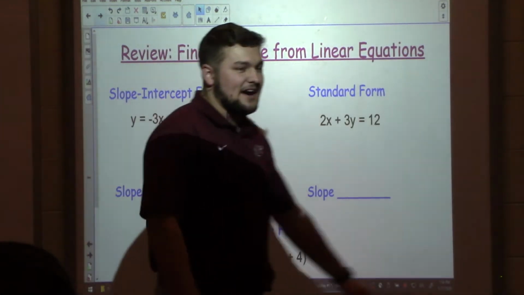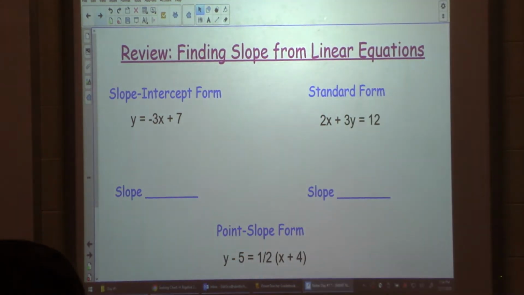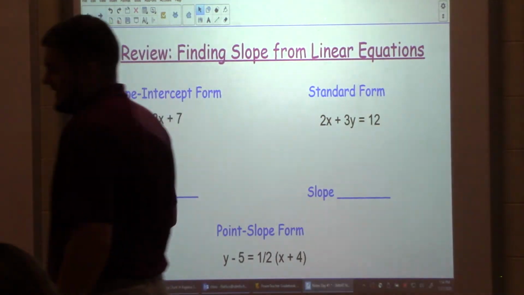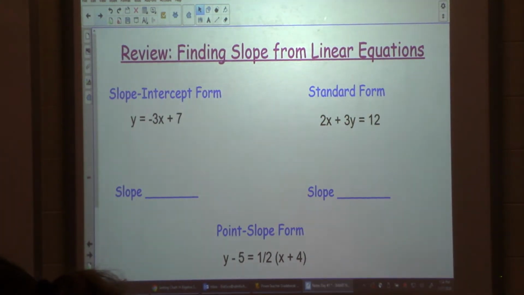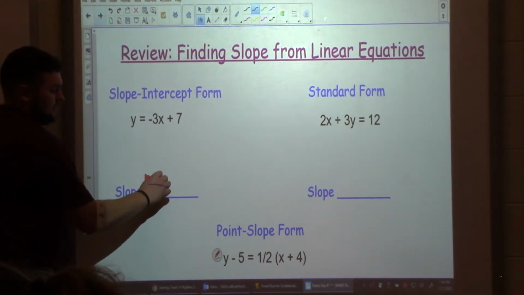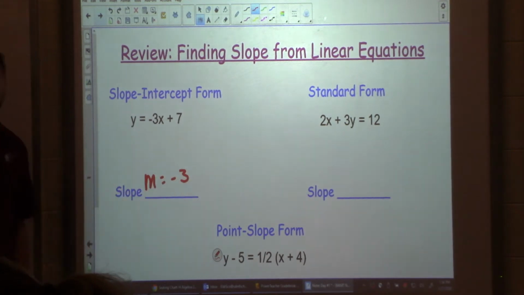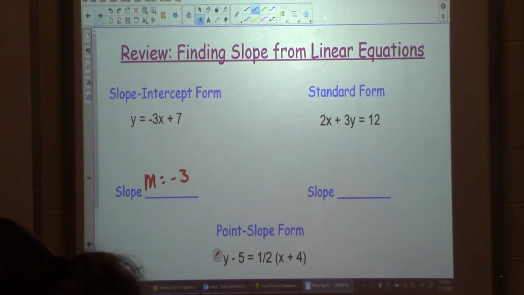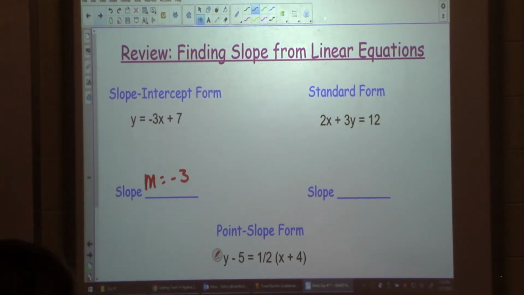Alright, so finding slope from those linear equations. First one, slope intercept, y equals mx plus b. We have y equals negative 3x plus 7. What's my slope going to be in that case? Negative 3, right? Y equals mx plus b. So my slope here is negative 3, or negative 3 over 1 would work as well. Negative 3x, however, is not an acceptable answer. That x is not part of it. Alright, negative 3 is the slope.